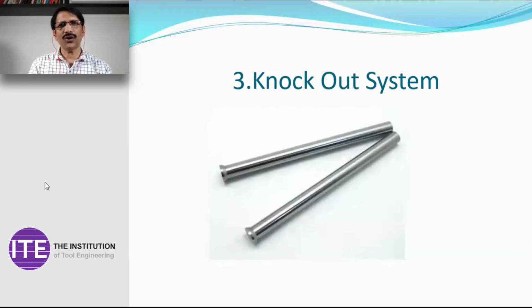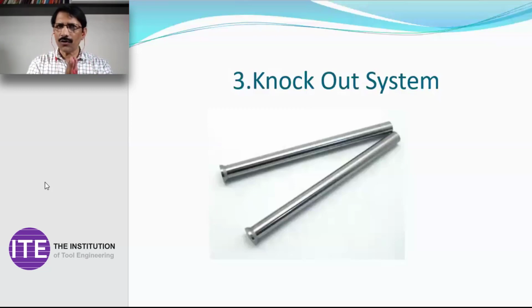Next system is the knockout system. Knockout system is also called a retainer pin system, retaining pin system or push pin system. Generally four knockout pins are fitted at four corners near guide pin and guide bush, and the function of the knockout pin is to achieve synchronized motion. For example, when the die is in closed condition and the moving half is moving, at the same time, because of the knockout pin, synchronized motion is achieved.